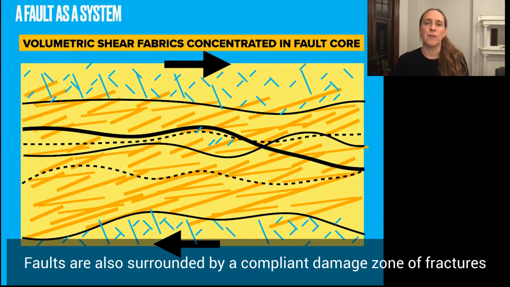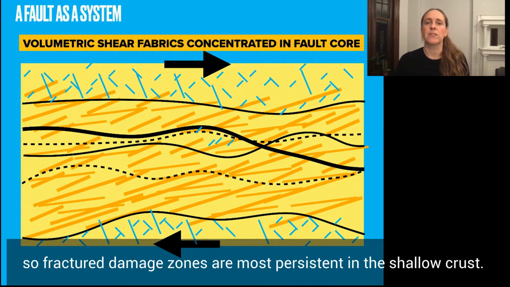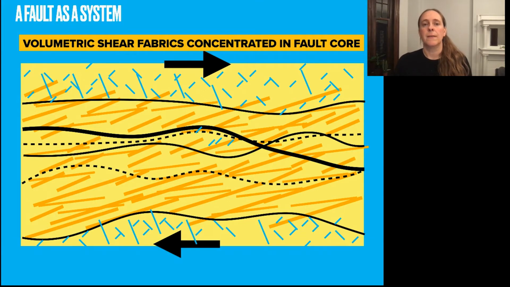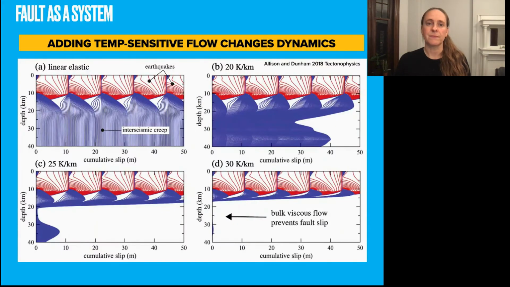Faults are also surrounded by a compliant damage zone of fractures. Fracturing happens during slip at all depths, but fractures heal more quickly within and below the seismogenic zone, so fracture damage zones are most persistent in the shallow crust. The properties of this zone may evolve as fractures close over time in between earthquakes at depth-dependent rates.